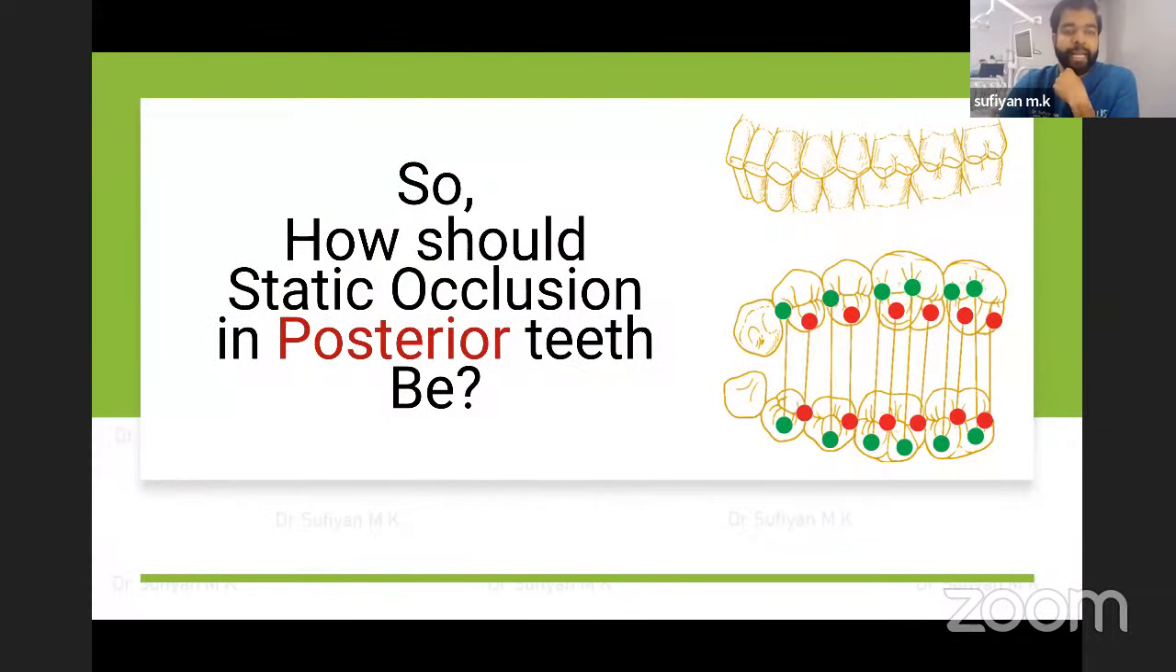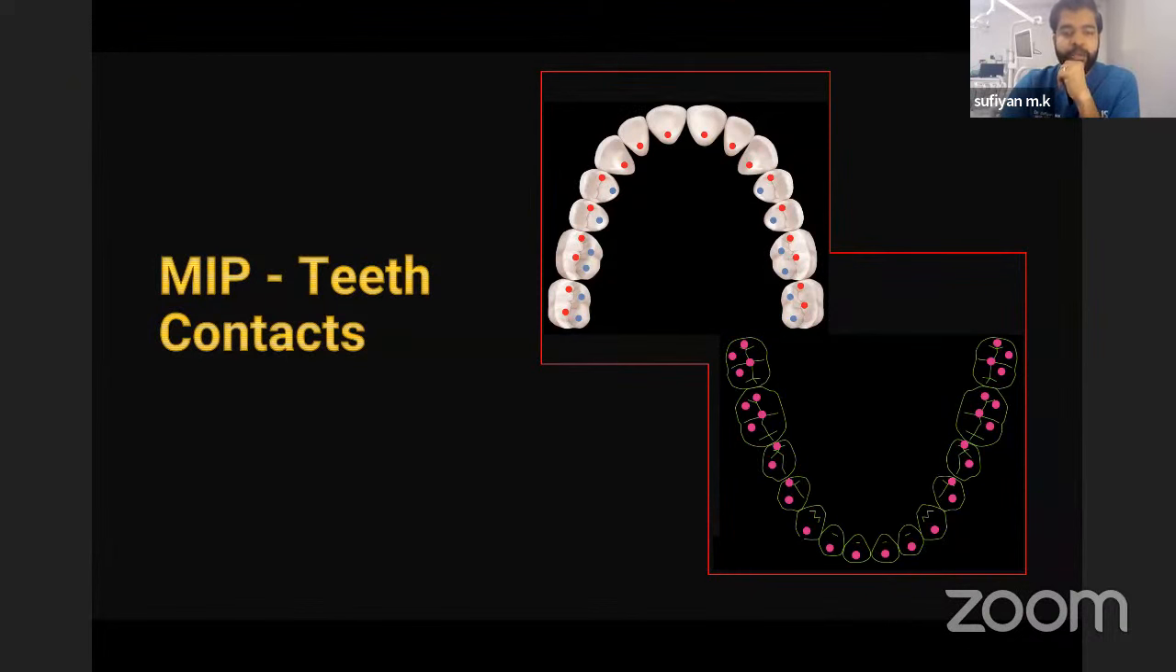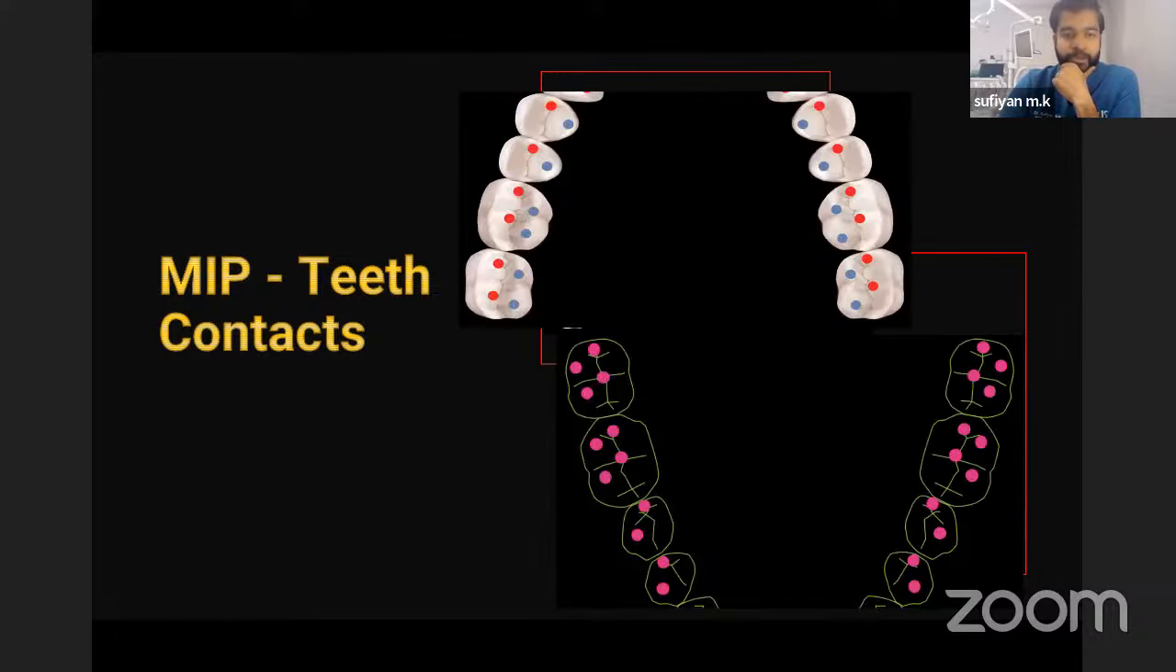So how should static occlusion in posterior teeth be? Static occlusion is nothing but open and close. When the patient is opening and closing, what kind of occlusal marks do you get when you check with articulating paper? This is the ideal occlusal points in the anterior and in the posterior. Let's concentrate on the posterior. You see these occlusal points here. These are the ideal occlusal points in the mandibular and maxillary posterior teeth.